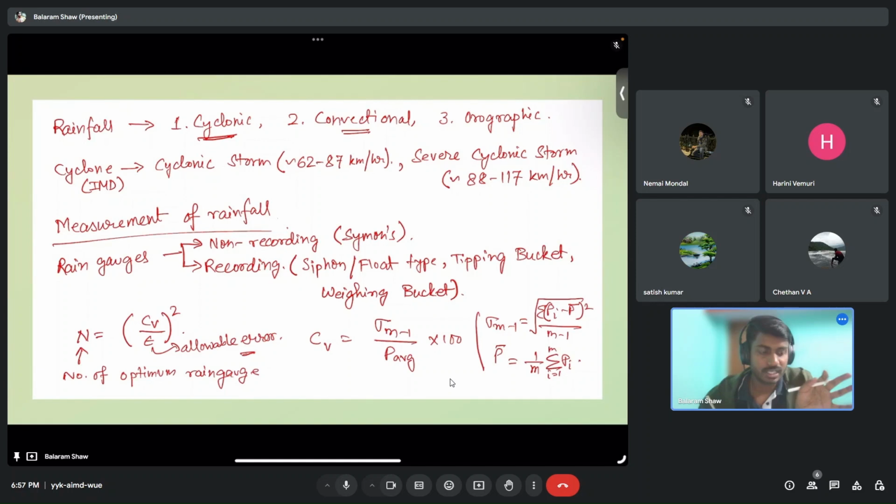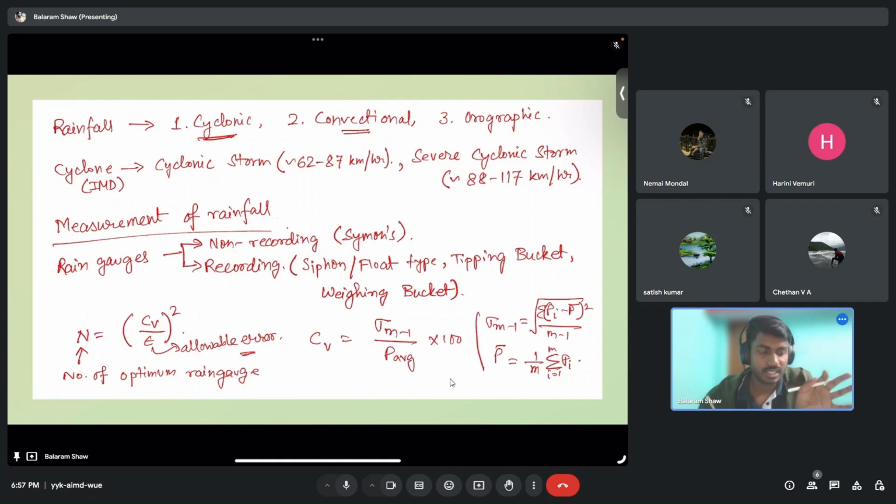Okay, next question is, dash is a non-recording type of rain gauge. The first one, weighing bucket type, is a recording type rain gauge. Second, tipping bucket is also a recording type. Third, floating or natural siphon type rain gauge is also a recording type of rain gauge. So the answer will be Symons rain gauge.